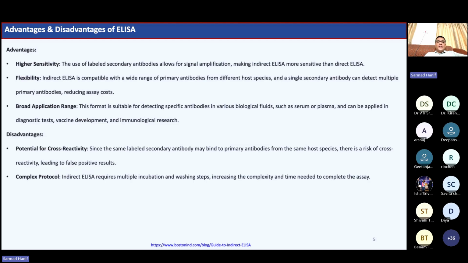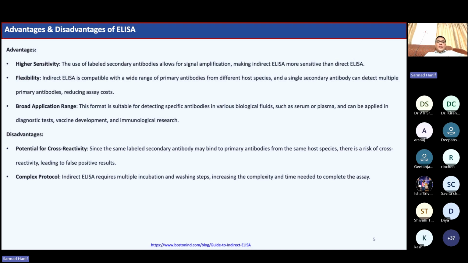The reason is that the use of labeled secondary antibodies allows for signal amplification, making indirect ELISA more sensitive than direct ELISA. Why more sensitive than direct ELISA? Because, as I told you in the very first slide, we coat the antigen, then we put the primary antibodies, then the secondary antibodies. In that complex, the secondary antibodies are specific to the primary antibodies, so it has a higher sensitivity. That is why higher sensitivity is one of the advantages of ELISA.